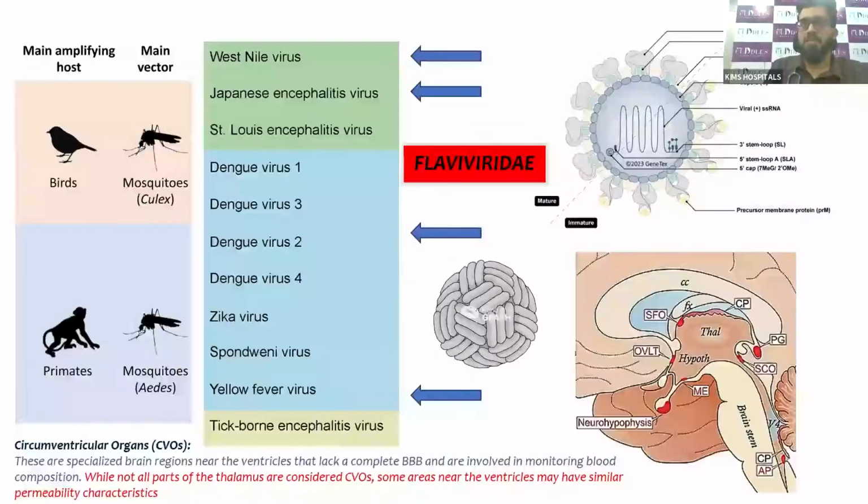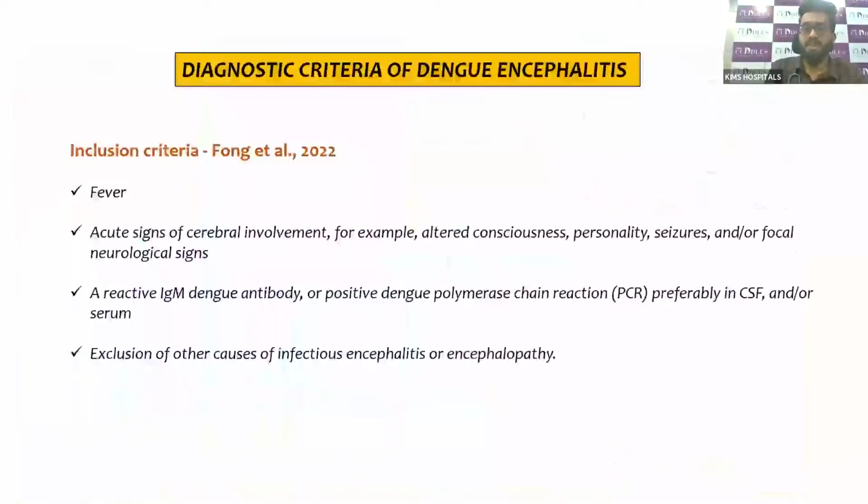And why specifically is the thalamus involved? There's a hypothesis which says that the thalamus is one of the circumventricular organs, that is CVO. CVOs are structures like the thalamus and hypothalamus which are not completely covered by the blood-brain barrier. They're bathed in the CSF. So whenever there's viremia in the system, it can easily spill into the central nervous system. That is the reason for the first contact of these viruses being the thalami. So remember, whenever there's bilateral thalamic involvement, not just dengue, think about other flaviviruses as well.